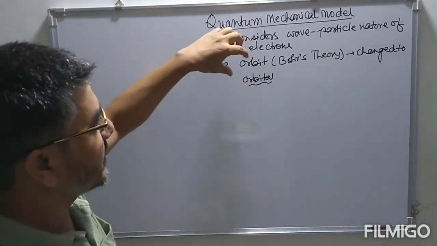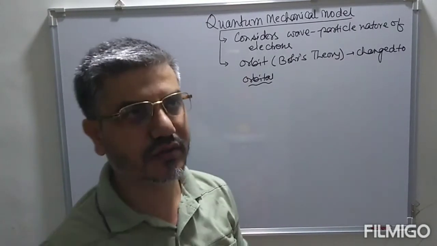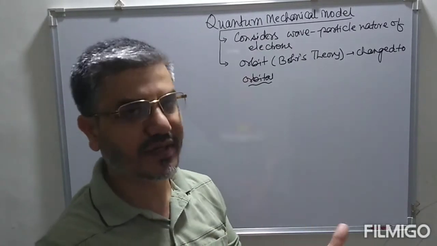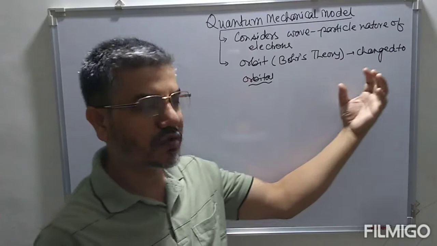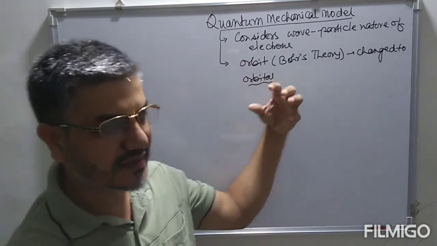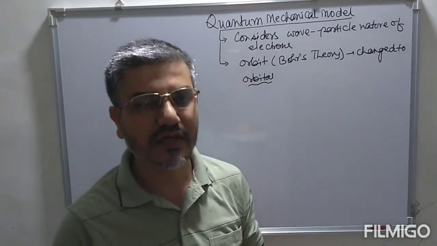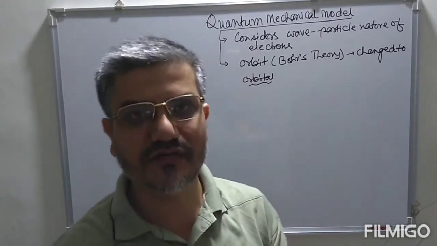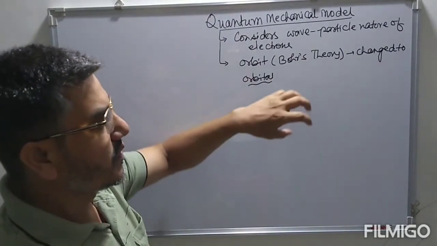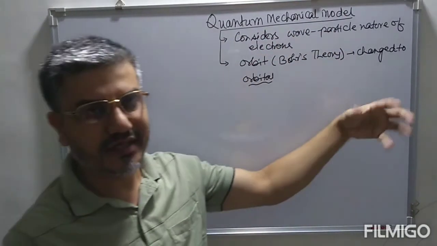The circular orbit used by Bohr's theory, where the electron revolves around the nucleus in a fixed circular path, means the exact trajectory, that is the position and the momentum of the electron, can be precisely measured simultaneously. But according to the uncertainty principle given by Werner Heisenberg, the exact trajectory of an electron cannot be defined. That is, the momentum and the position of an electron cannot be defined accurately simultaneously at any given instant. So this well-defined circular orbit is changed to another term known as orbital.